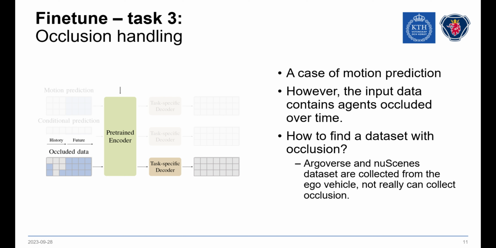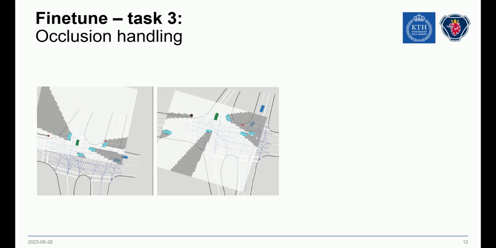Occlusion handling is a case of motion prediction where the input contains agents occluded over time. The question is, how do we find data with occlusions? Since the Argoverse and nuScenes datasets are collected from the ego vehicle, they cannot really capture occlusions. We use the multitask interaction dataset instead. This dataset is collected by drone and traffic cameras, which enables the potential to label occluded objects from the perspective of a single vehicle.